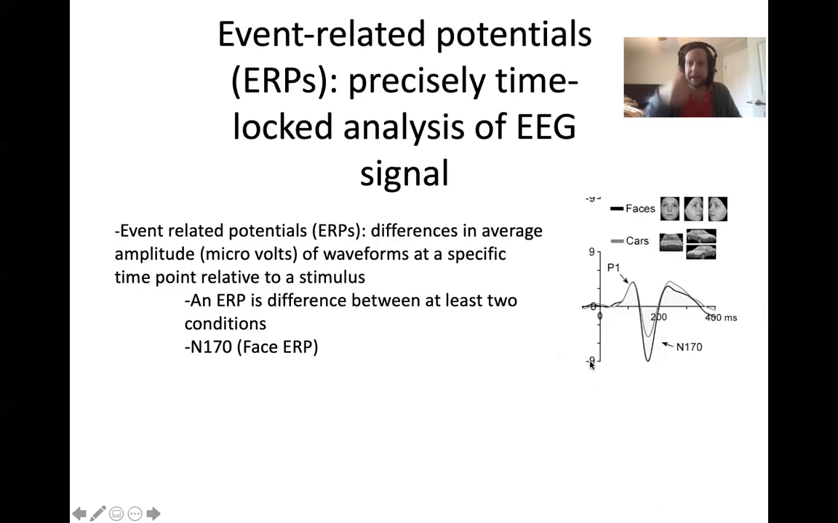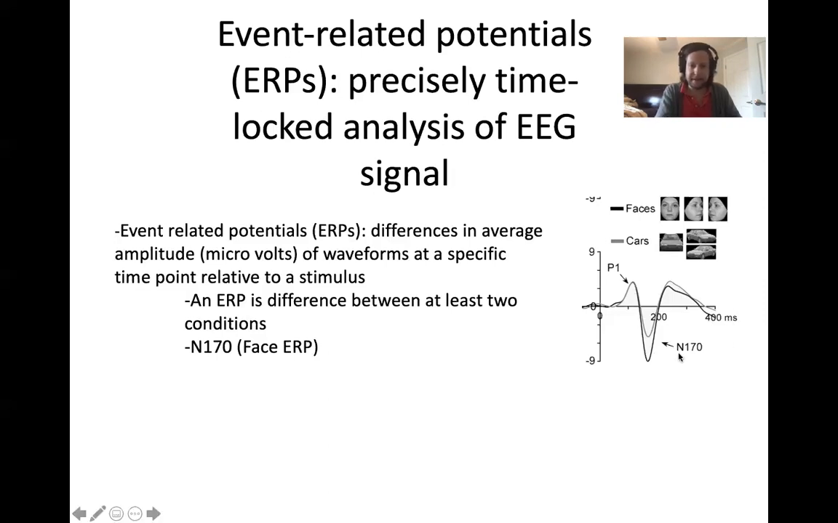Sometimes they do flip it, so negative will be up and positive will be down. In this one, though, positive is up, negative is down. And for the faces, there's a strong negativity that occurs 170 milliseconds after the face is presented. For cars, there's also a negativity, but that negativity is significantly weaker than the negativity that occurs for faces. So this is the N170 event-related potential. Each of these traces represents the electrical activity that has not been Fourier analyzed. It's just the raw EEG signal without being decomposed into the different sinusoidal components.